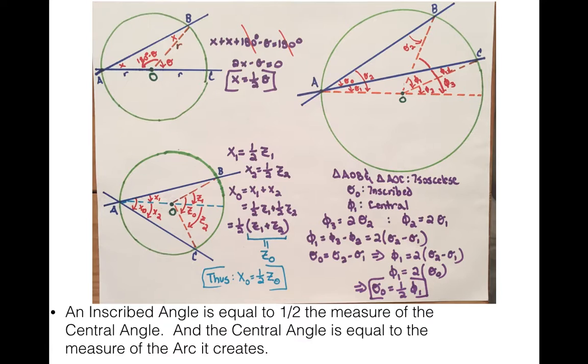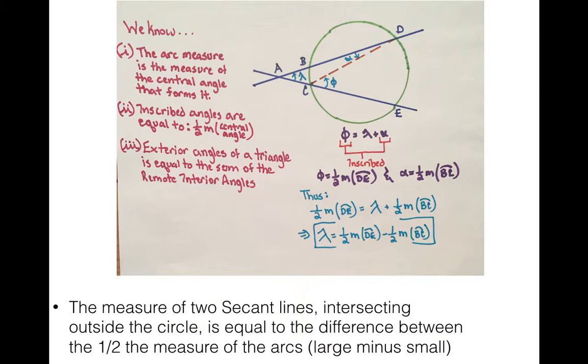Another concept we're going to need is that the measure of an inscribed angle is equal to 1/2 the measure of the central angle, where the central angle is equal to the measure of the arc it creates. I've shown this before, but I thought it'd be worth showing again, and these three proofs demonstrate this concept for when one of the secants goes through the center, when the center is outside the angle, and when the center is inside the angle.